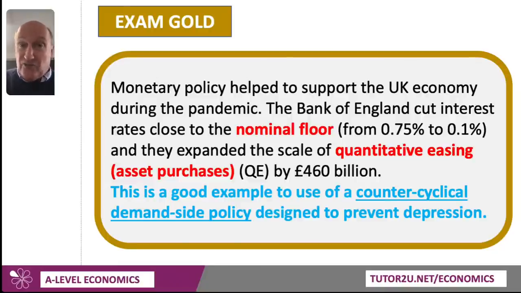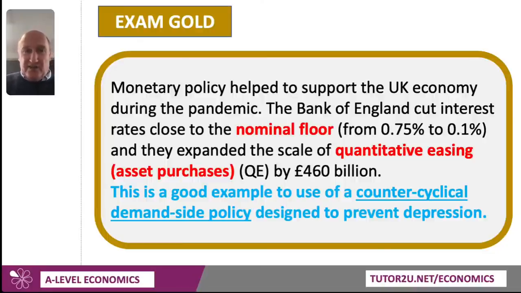What they did do, though, of course, they expanded QE dramatically by £450 billion plus. We'll talk about QE and evaluate that in just a few minutes. But the Bank's monetary policy did help the economy. But I think in large part, fiscal policy was the biggest support during the pandemic. And I'll talk a lot more about fiscal policy in the next live session, if you're with me on that. However, this is a good example to use of what's called counter-cyclical demand-side policy.